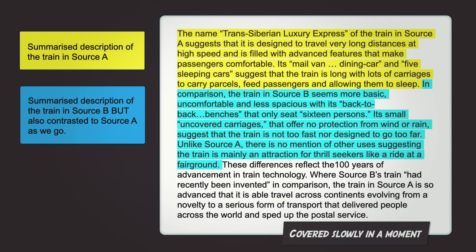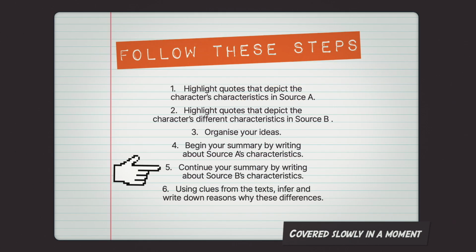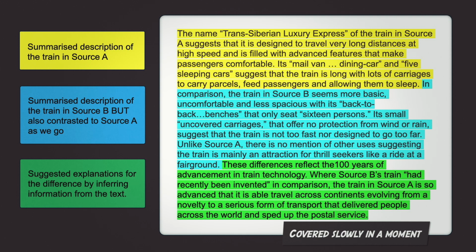Respond to the ideas about source A in order as you write about source B. Ignore anything that does not or cannot be contrasted with source A. Step 6. Using clues from the text, infer and write down reasons why these differences exist. Here, train A is advanced and train B is basic because there's 100 years between them. Remember, the texts are from the 1900s and the 1800s.